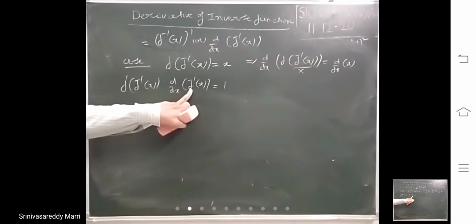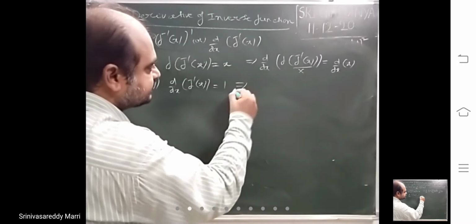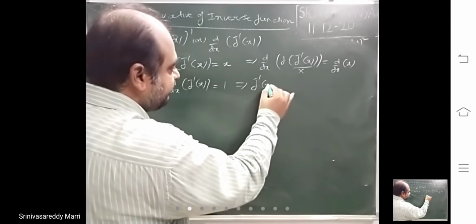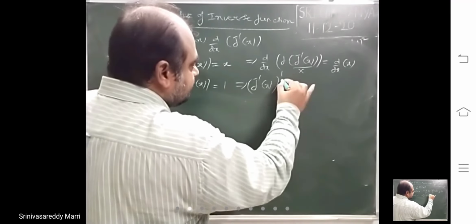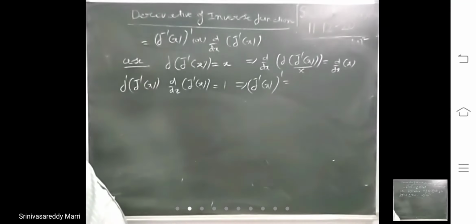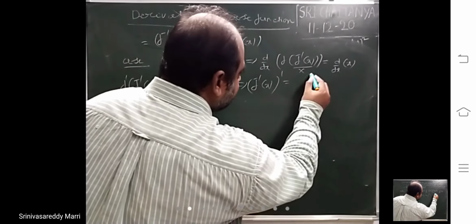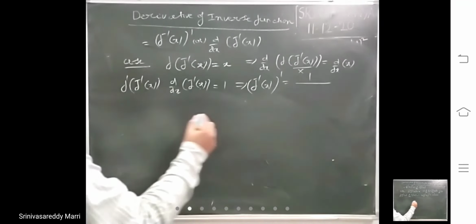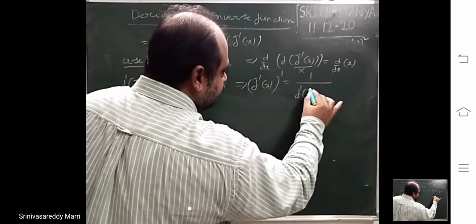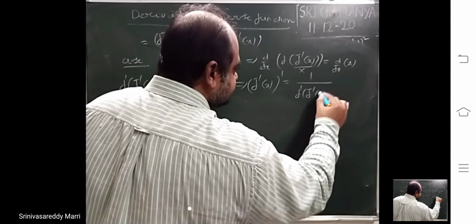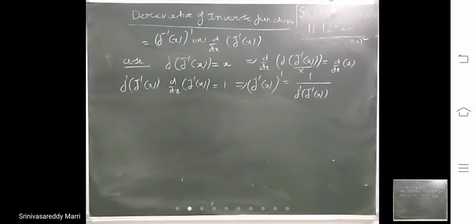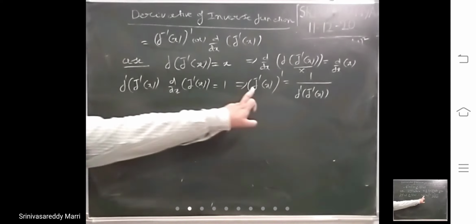This is nothing but f inverse x whole dash, the derivative of f inverse x, d by dx. So f inverse x whole dash equals 1 divided by f dash of f inverse x. Like that we will solve. No need to remember this formula.